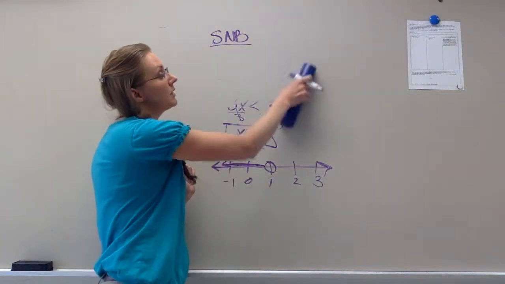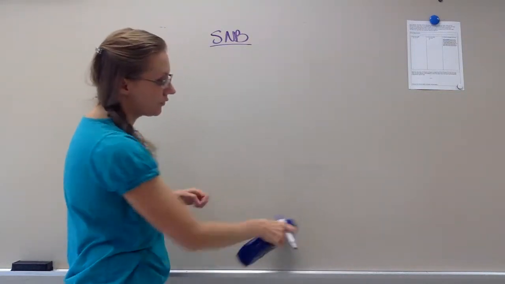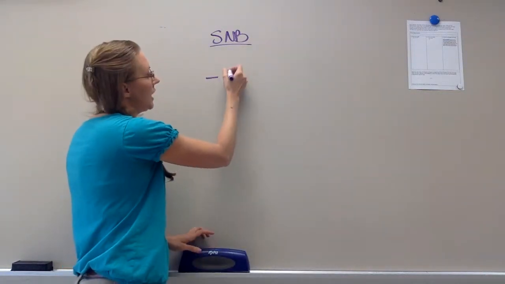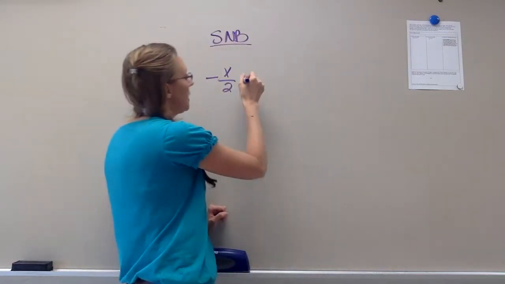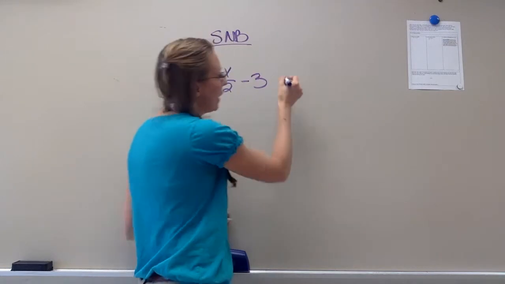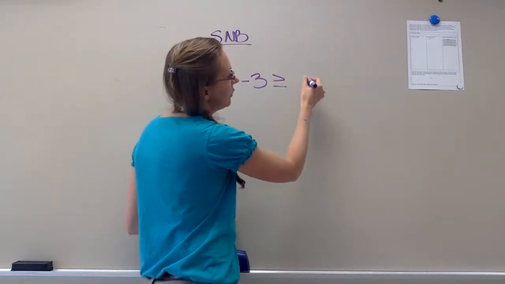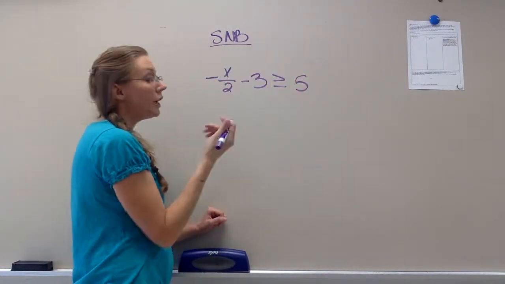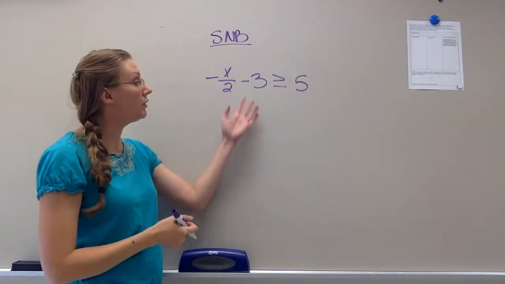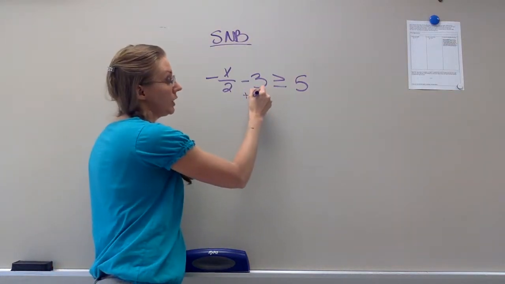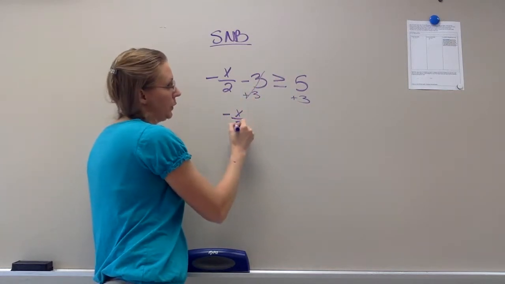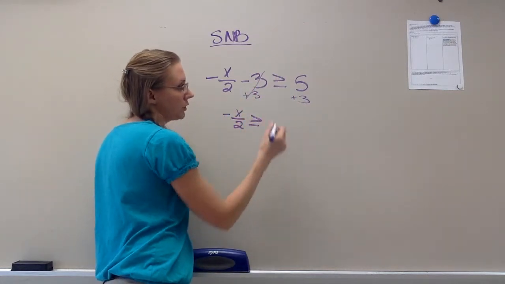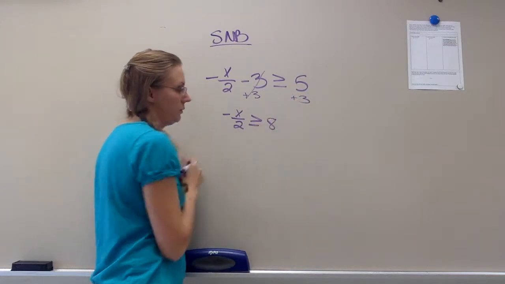The second problem is a little bit harder because it looks like it has a fraction in it. We have negative x over 2 minus 3 is greater than or equal to 5. Here we're going to do similar steps. We're going to get rid of our addition and subtraction first. We're going to add 3 to each side. We're left with negative x over 2 is greater than or equal to 5 plus 3, which is 8.